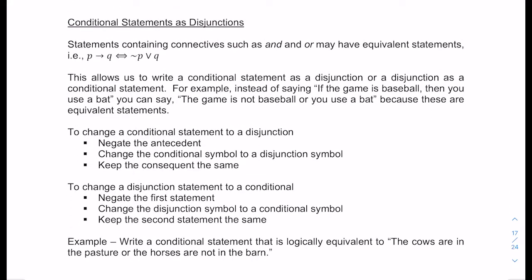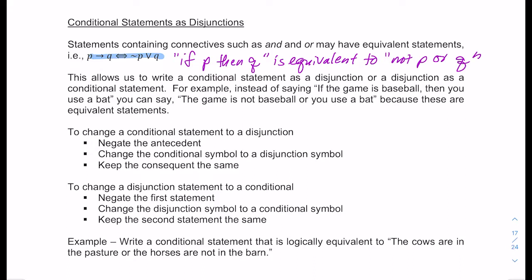Next, we're going to talk about conditional statements as disjunctions. Statements containing connectives such as and or may have equivalent statements. So here's an example. This says if P then Q is equivalent to not P or Q. This allows us to write a conditional statement as a disjunction or a disjunction as a conditional statement. So for example, instead of saying, if the game is baseball, then you use a bat, you can say, the game is not baseball, or you use a bat. Remember, with or, at least one of them has to be true. Well, if the game is not baseball, then you're not using a bat. If you use a bat, then the game is baseball.